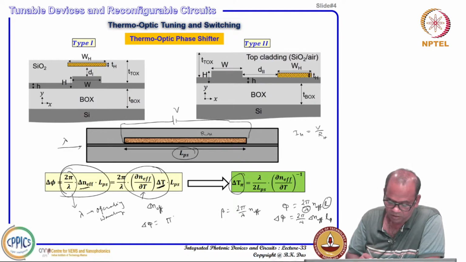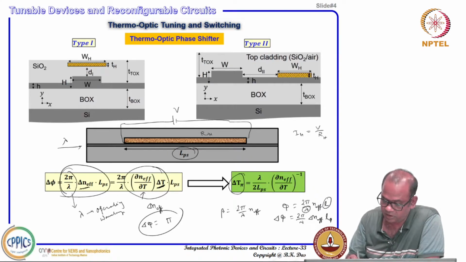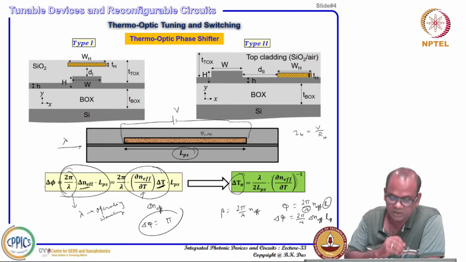With a simple simplification, with simple algebra, you can just find out delta T pi. That means that is the temperature rise required in the waveguide cross section, so that you can get pi phase shift for a waveguide phase shifter of length LPS. So, that would be lambda over 2 LPS, and this inverse of del N effective by del T. Okay, this is straightforward. This is the temperature rise required for pi phase shift. We are just putting delta phi equal to pi, nothing else.